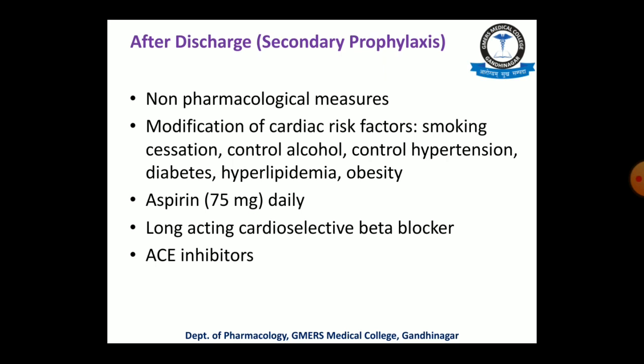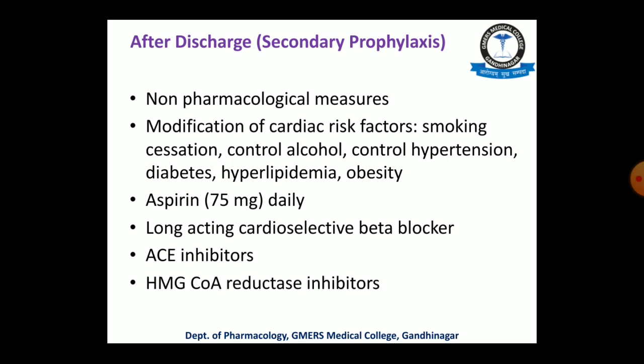And if these diseases are not present, still ACE inhibitors should be given, because they will prevent and up to a certain extent revert the cardiac remodeling.